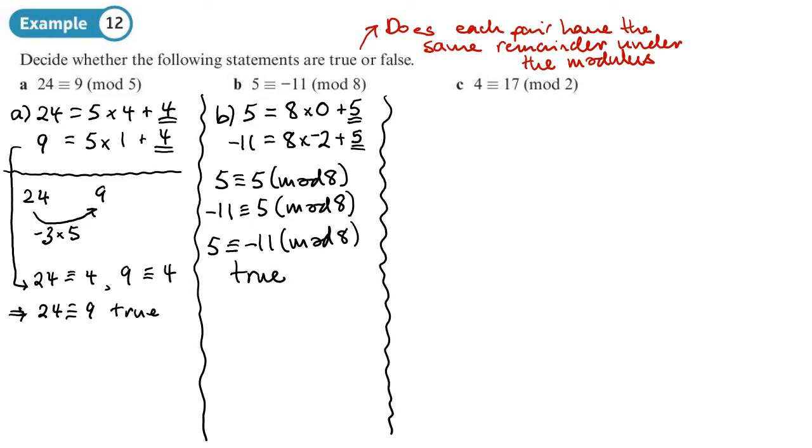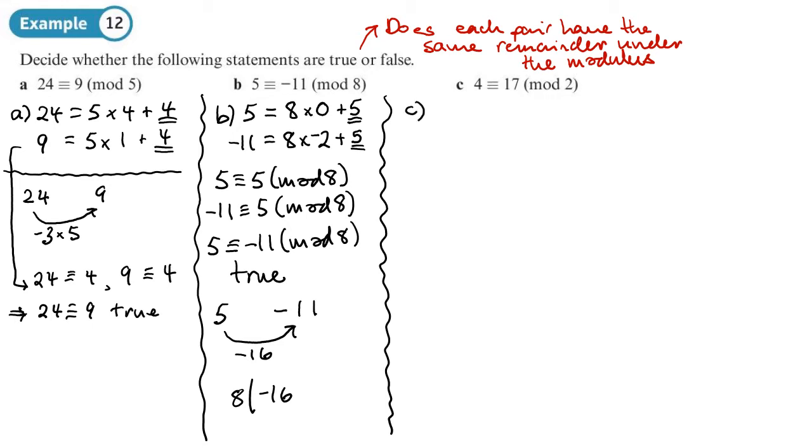We could have also said, is the difference between the numbers a multiple of the modulus? So to get from 5 to negative 11, we subtract 16, and the modulus divides negative 16. So that's another way of proving it as well.